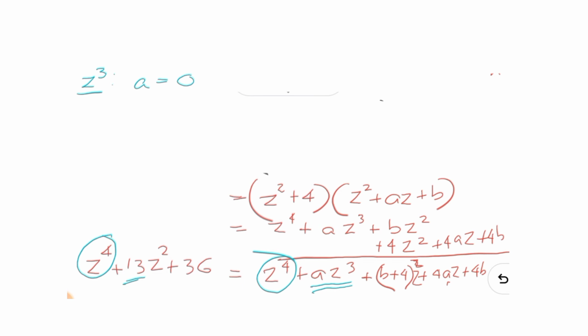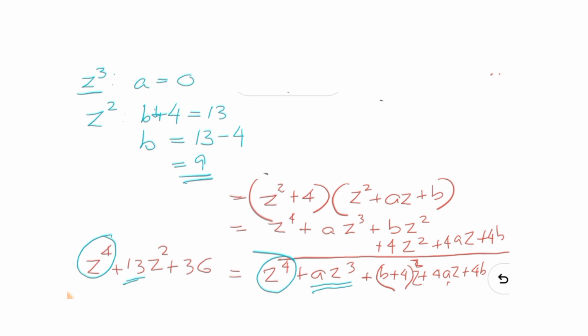Now even the same thing can be done for z square. Now compare z square terms. Here we have 13 z square and here we have b plus 4 z square. So when you compare z square, we get b plus 4 is equal to 13, or it gives you an answer b is equal to 13 minus 4, which is 9. So we are getting a is 0 and b is 9.